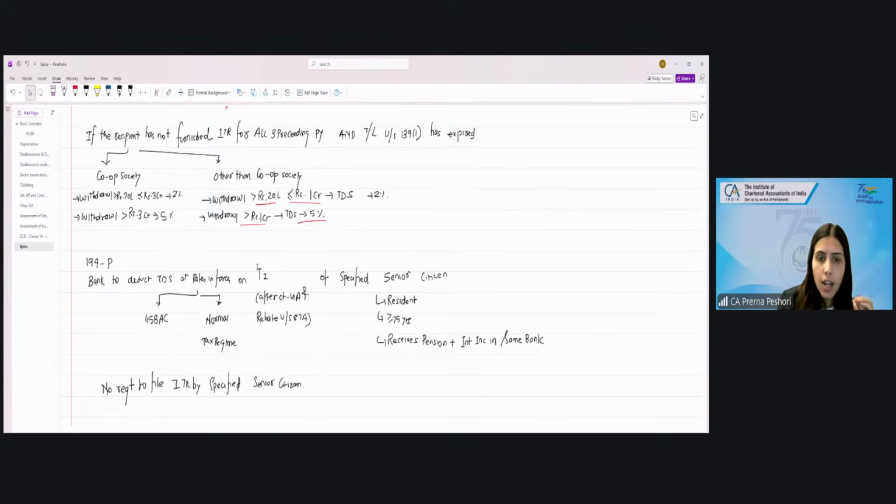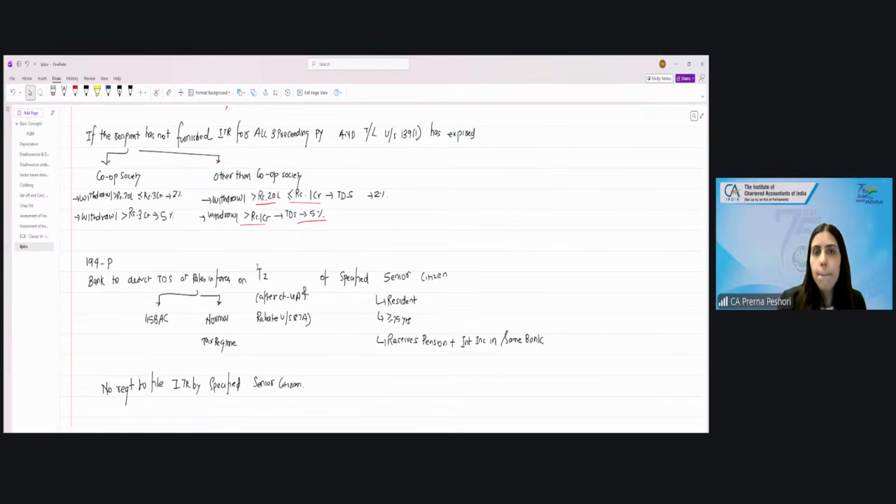The bank will ask for a declaration from the senior citizen with respect to his total income, Chapter VI-A deductions, and the rebate. The rebate gets calculated automatically. The Chapter VI-A deduction they have to declare, and also the regime they want, whether 115BAC or the normal one. Are we clear? So that is section 194P.